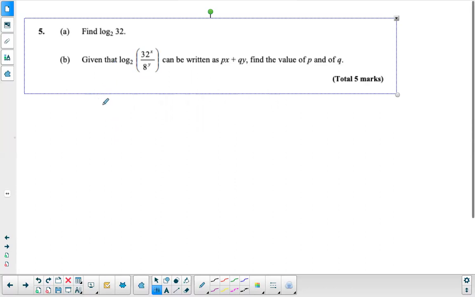Question 5. Find log 2 of 32. You can simply write that down. What power of 2 is 32? And the answer is 5.